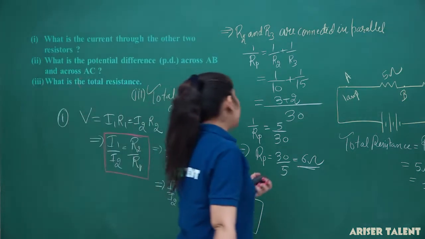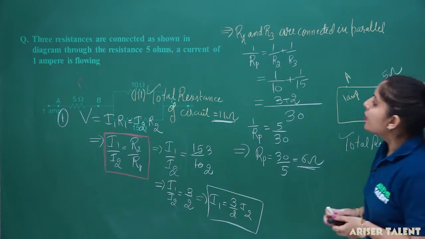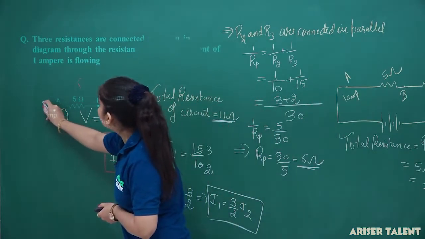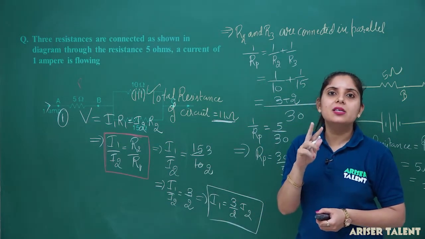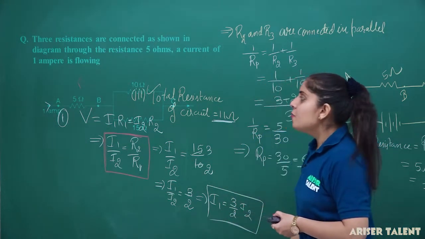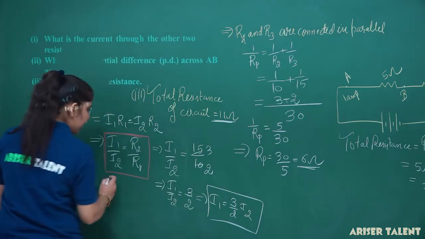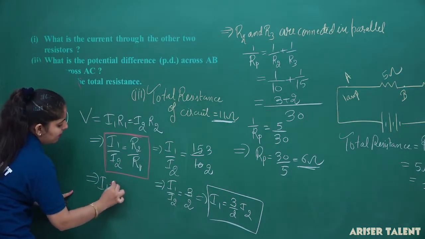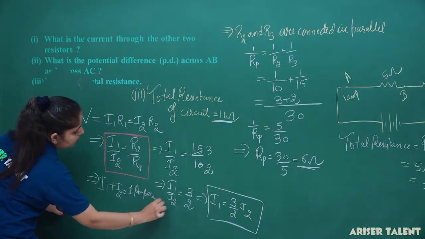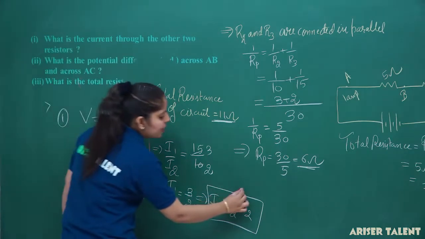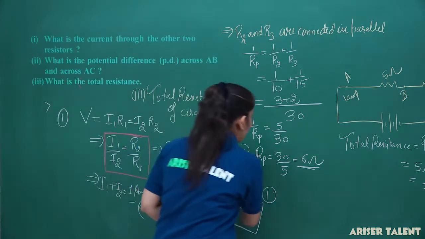Now let us move to the diagram again. You can see here that the current of 1 ampere is flowing in the circuit. It means the total current will be distributed in both the branches. So the value of I1 plus I2 is 1 ampere here. So we can do like this here: I1 plus I2 equal to 1 ampere. So this is our equation number 1 and this is our equation number 2. I am solving the half part of the question here.